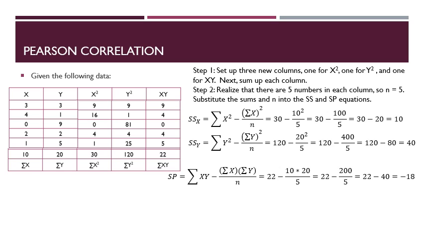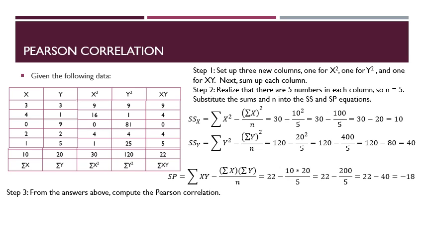Sum of products, this is a new equation. You use the summation of xy, which is 22, minus summation of x, which was 10, times the summation of y, which was 20, all over n, which is 5. So again, you do the fraction first, and then you subtract from 22 at the end, and you get a negative 18 for the sum of products.